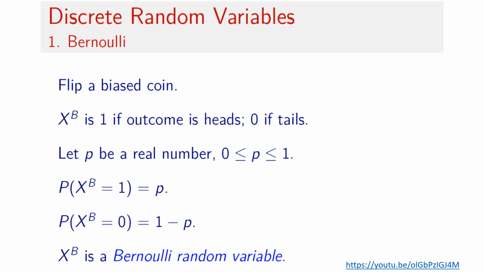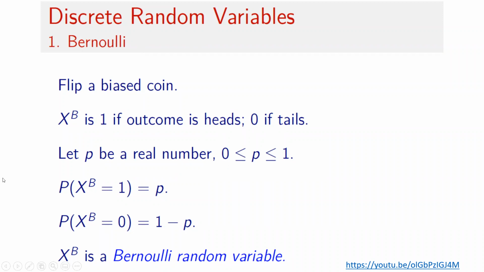The name of the Bernoulli random variable will be capital X, superscript capital B, and this is equal to 1 if the outcome is heads, or 0 if the outcome is tails, for the before example. And then lowercase p can be a real number between 0 and 1.